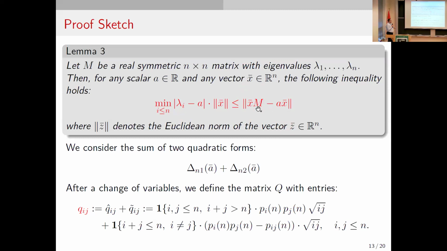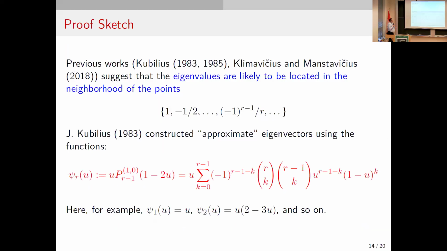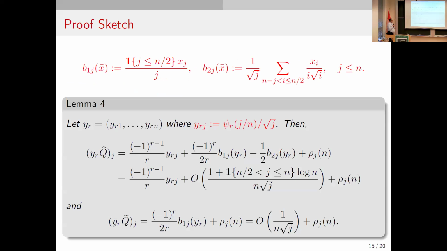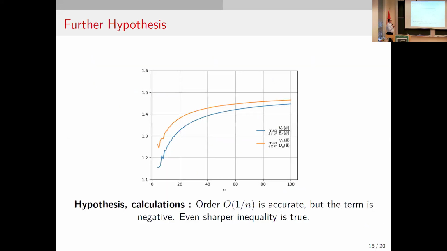In that case, this right-hand side of the inequality becomes very, very small, and we can say that the matrix M has an eigenvalue in the vicinity of a. Yep, I will skip the proof part, the technicalities.